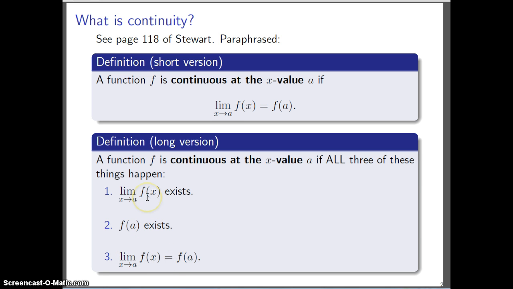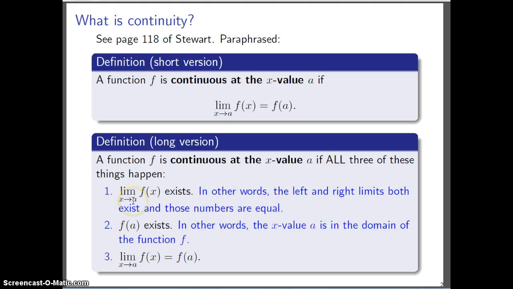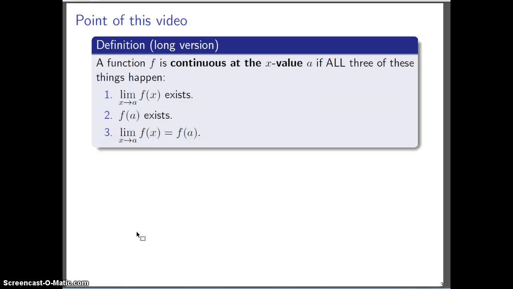And what it means for the two-sided limit to exist is that the two one-sided limits exist, the left and right limit exist, and both of those numbers are equal. What it means for f of a to exist, just said slightly differently, is that a is in the domain of the function f. Alright, so that's the definition.